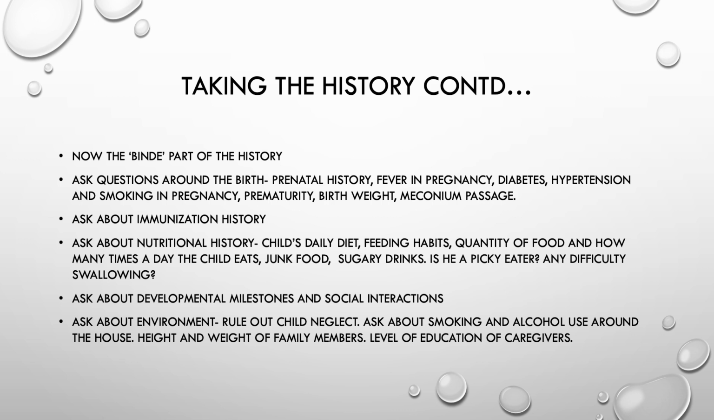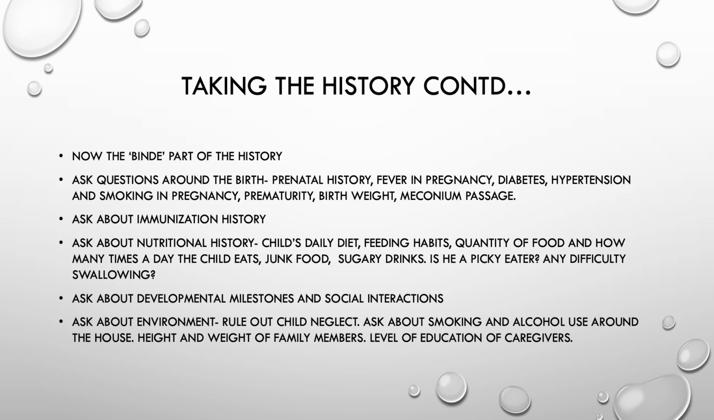So asking questions around the birth, you want to know the prenatal history. But first of all, you want to ask if the child is the biological child of the mother, or if he was adopted. So rule that out before you ask about pregnancy, okay? So you want to ask about the prenatal history: any fever in pregnancy, any hypertension, diabetes, or smoking or alcohol use in pregnancy. Any history of prematurity, what was the child's birth weight, and any history of meconium passage.